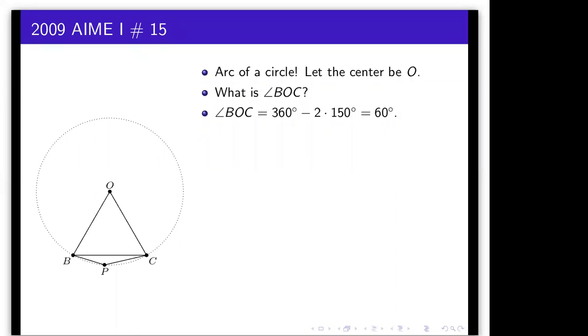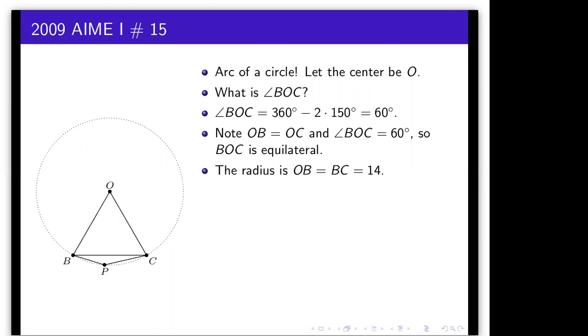Given that BOC is 60 degrees, and this is a circle, BO equals CO. So that means it's an isosceles triangle with an angle of 60 degrees, so it's also an equilateral triangle. Yes, BOC is equilateral. We know that BC is equal to 14, so OB and OC are also equal to 14. So 14 is the radius of this circle.